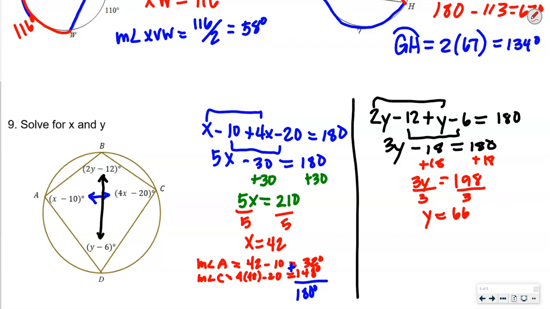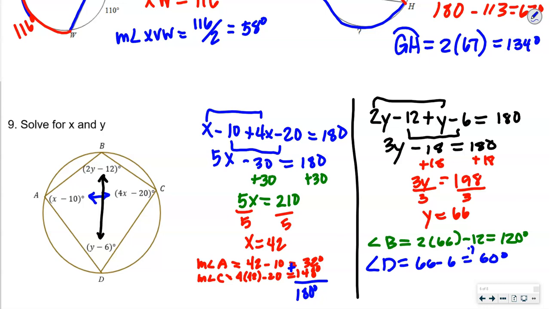Now here again, we're going to put these in and check it, okay? So that's what I'm going to do. So the measure of angle B is equal to 2 times 66 minus 12. Again, put that in your calculator. Let's check it. I got 120 degrees for this one, okay? So if that's 120, the other one should be 60, right? So let's see if it is. So the angle D is equal to 66 minus 6. Yep, that's 60. Okay, so again, when we add those together, they equal 180, and that checks out.